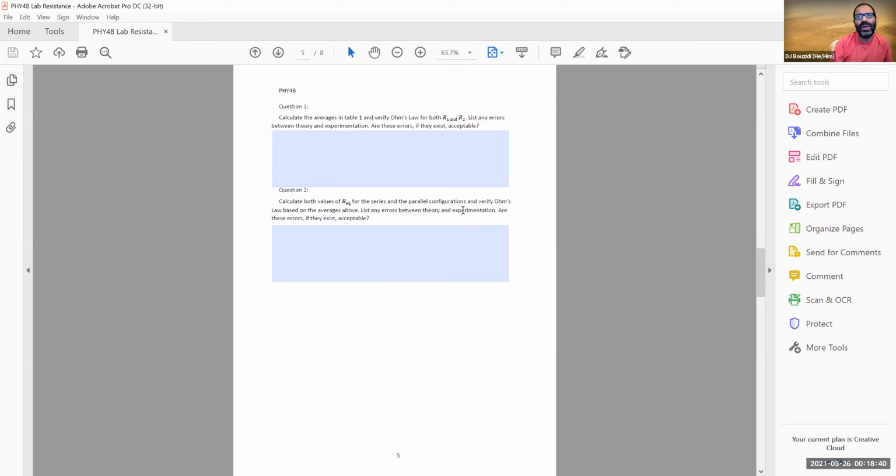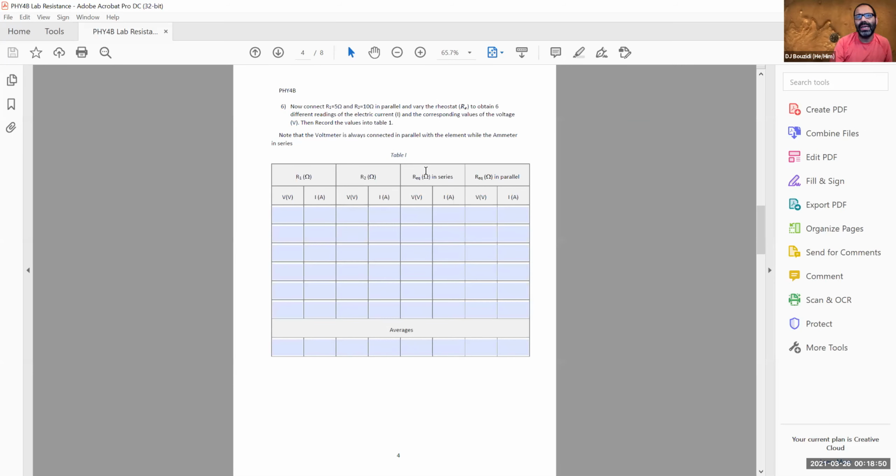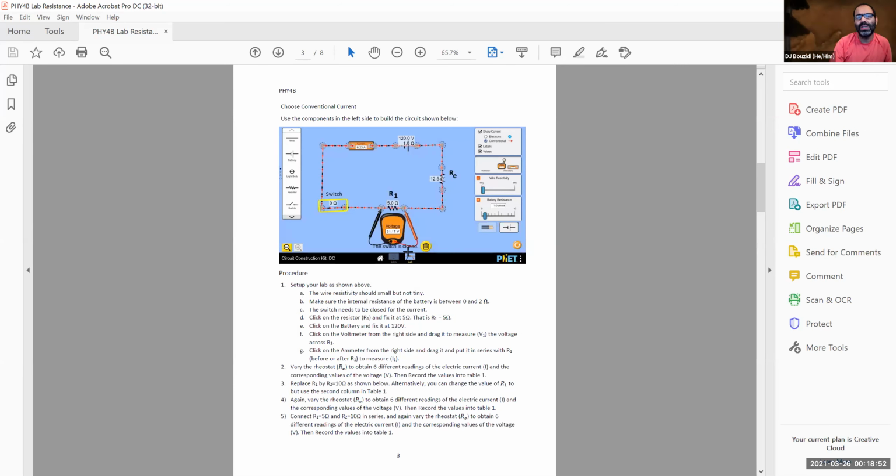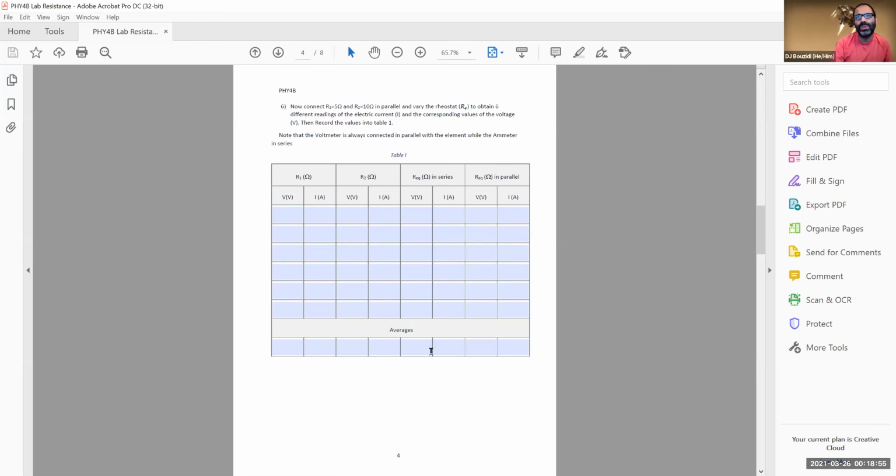And now you do the same thing for R equivalent. So calculate R equivalent for the series and the parallel configurations, and verify Ohm's law. Again, I said that you take R1 plus R2 for the case of series, which should be about 15 ohms, because 10 plus 5 is 15. So this ratio should be 15.